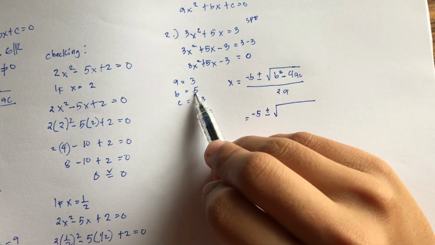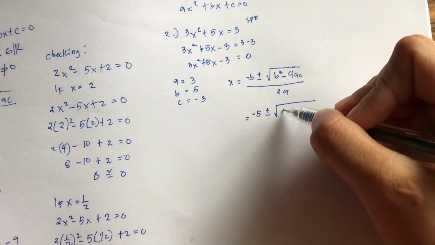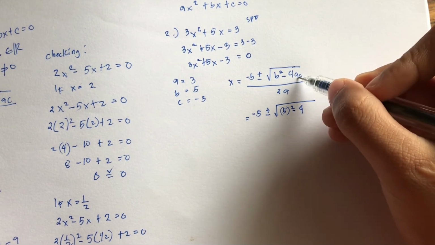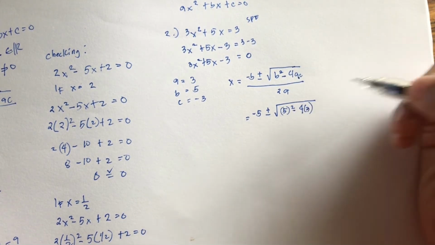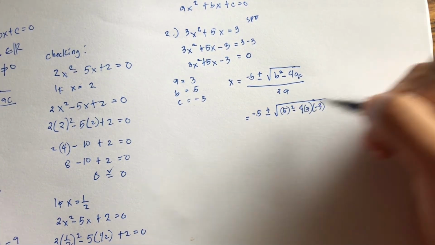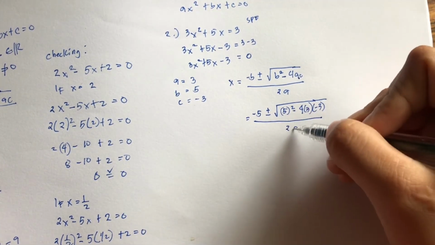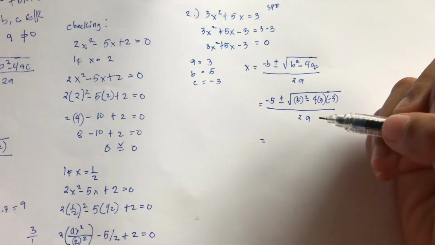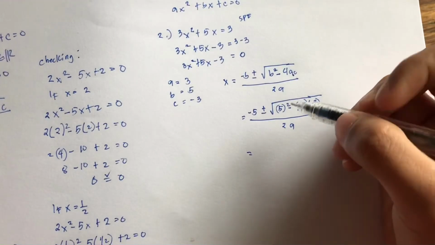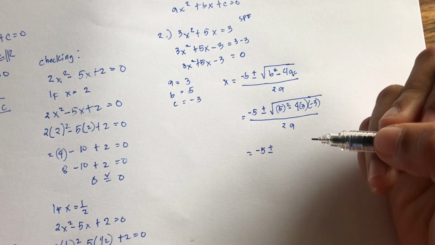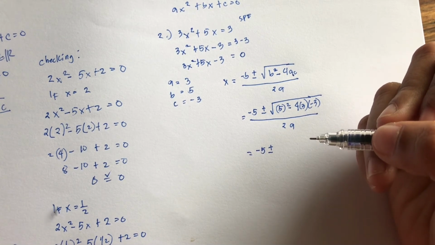Still, we substitute 5 here for b. That becomes 5 squared minus 4 times our a, that is 3, our c, that's negative 3, all over 2a. Next, we just copy negative 5 as well as the two operations.